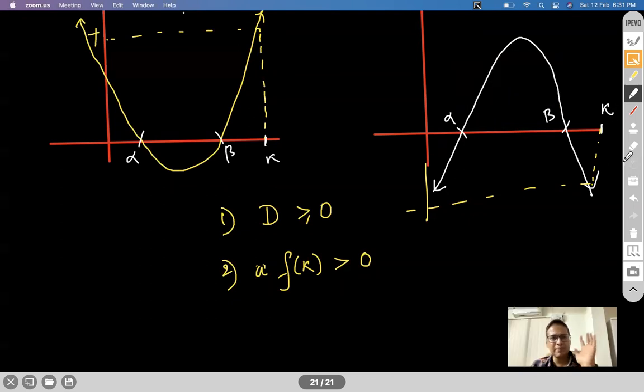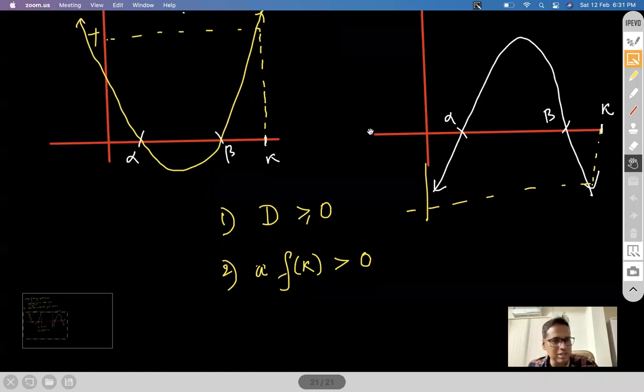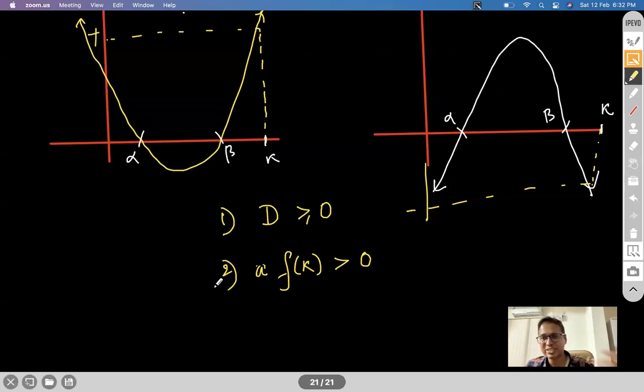If these two conditions are met, will my quadratic equation roots always be lesser than k, or is there something more that I need? Okay, so Satyam is saying it is necessary. So Satyam, tell me the condition that is required to make it sufficient. Okay. So you were right in saying that it is necessary, but not sufficient. Why is it not sufficient?